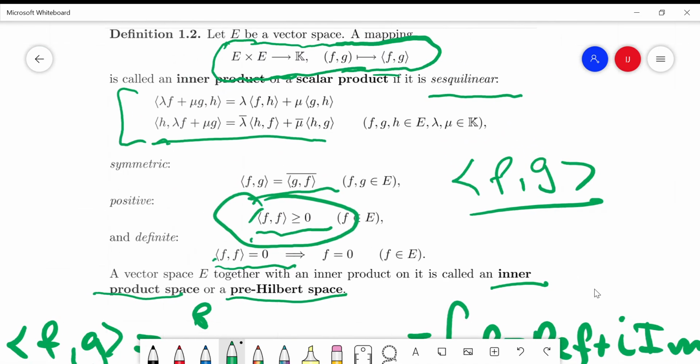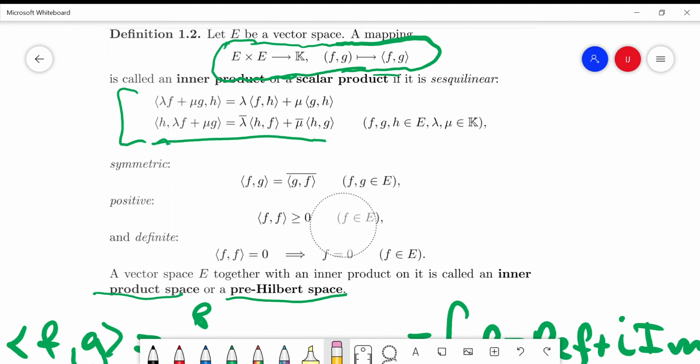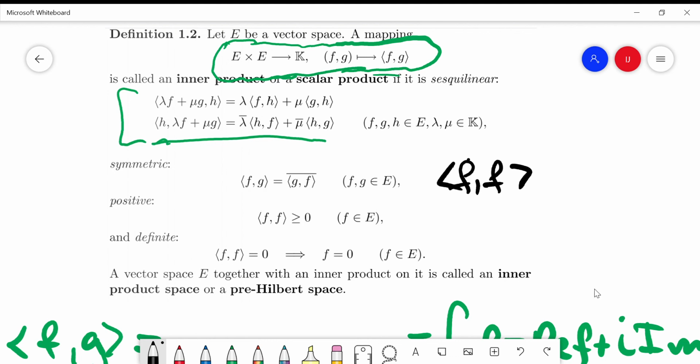Okay, so an inner product is called definite when it satisfies this. So now let's look at how we can use this lemma and how we can prove that our defined inner product is definite. Actually it's straightforward now. So from above we see that we can write in this form.